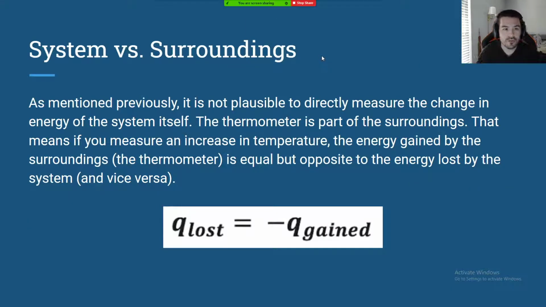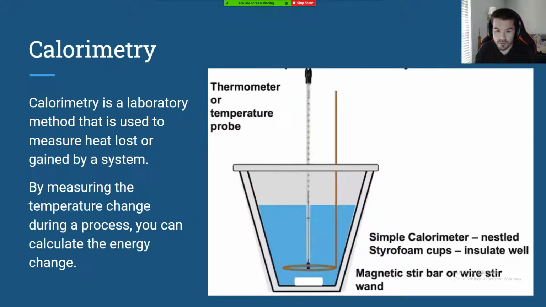One other thing that I do want to mention, I mentioned this before, it's not really plausible to directly measure the change in energy or the change in temperature of the system itself, right? The system is the substance, right? The thermometer is going to be part of the surroundings, okay? So if we look back here, let's say the system is the liquid. It's not the thermometer. The thermometer is the surroundings, and so the thermometer is going to be reading the temperature change of the surroundings, not of the water itself. You can't really do that practically.